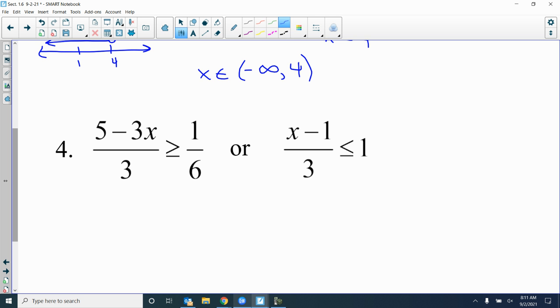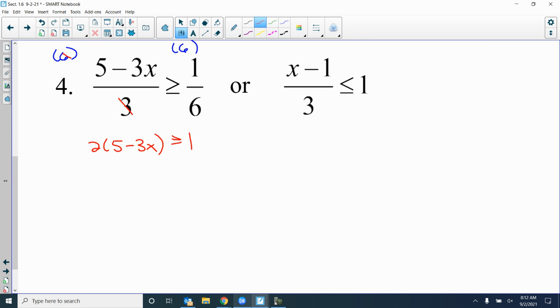All right, on this left-hand side, I would multiply by the common denominator. Okay, what will 3 and 6 both go into? They'll both go into 6. It's got to be the same number. You can't multiply this one by 3 and that one by 6. It's got to be the same number. 3 goes into here twice. So this becomes 2 times 5 minus 3x is greater than or equal to 1.